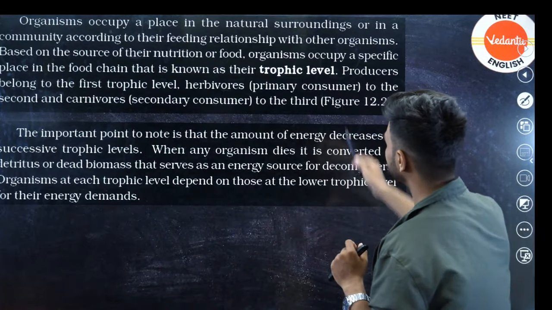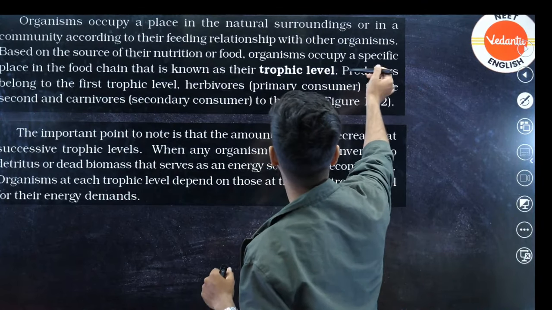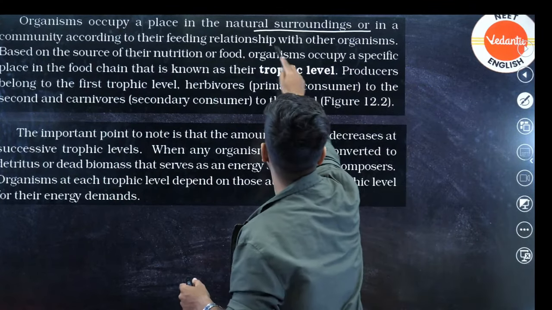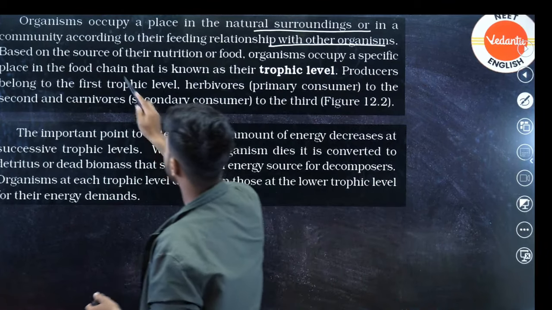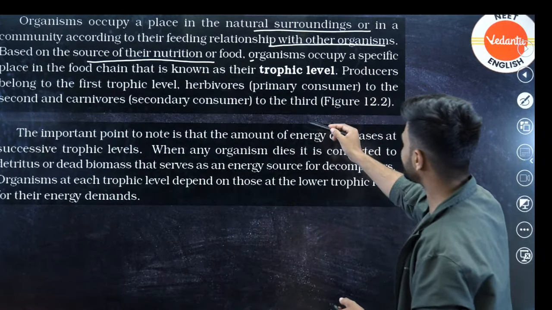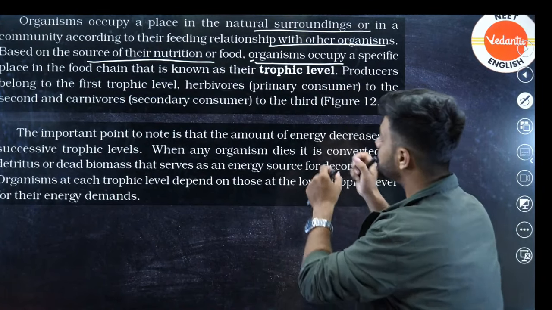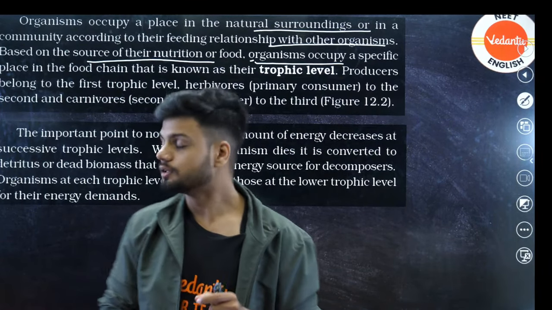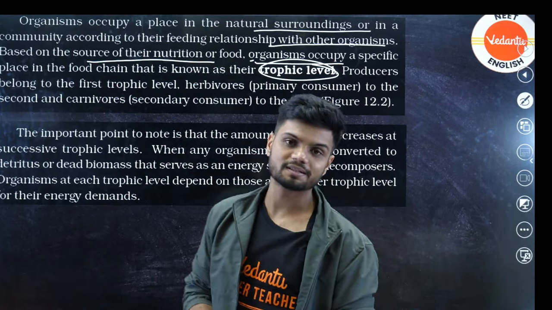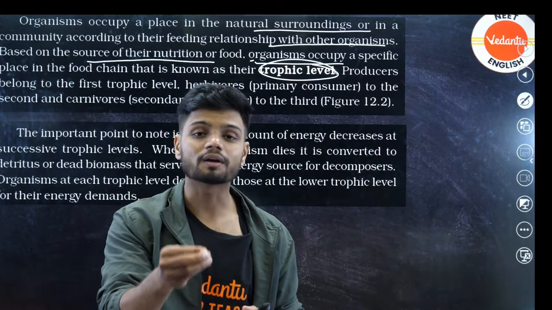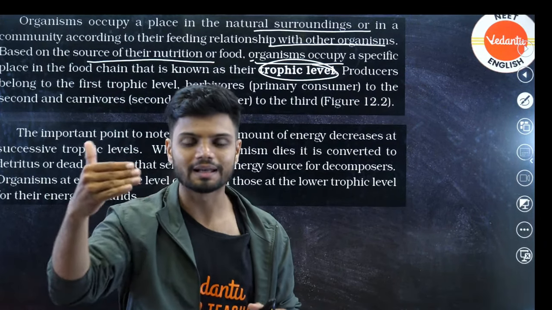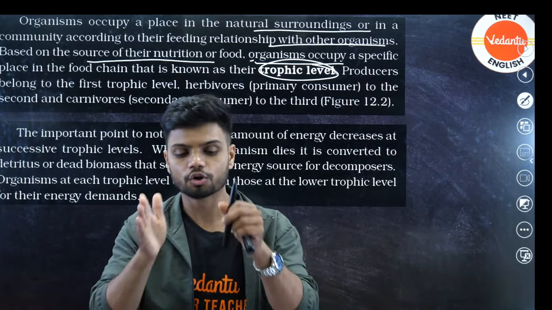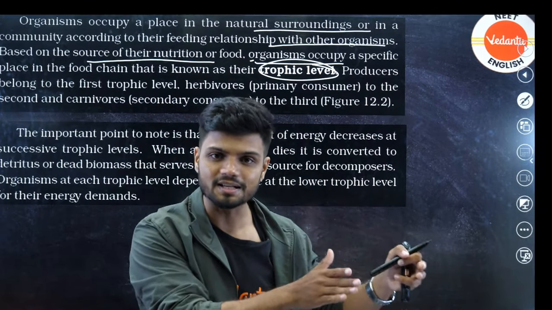Okay? Just like that, we have the trophic level here. Organisms occupy a place in natural surroundings or in a community according to their feeding relationships with other organisms. Based on the source of their nutrition or food, organisms occupy a specific place in the food chain. Trophic level is nothing but the position of an organism in a food chain. Your first bencher, second bencher, last bencher, that is a trophic level. So what is a trophic level? Trophic level is nothing but position of an organism in a food chain.